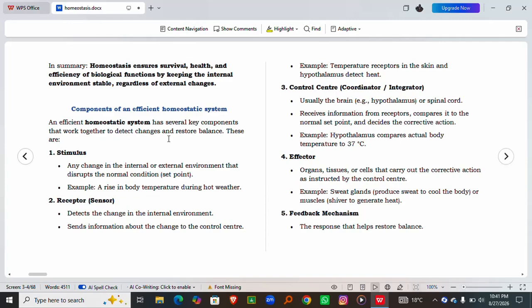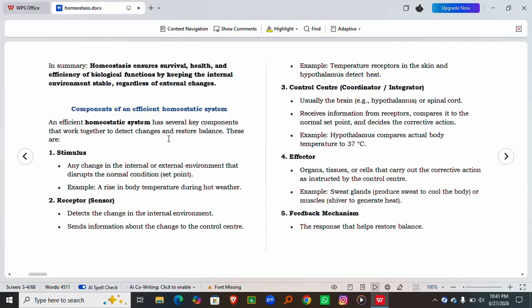So this hot weather is called the stimulus. So what is going to receive this stimulus? When we talk about a stimulus, it could be external or it could be internal. For example, hot weather, that is an external stimulus. When blood glucose level increases, that one is an internal stimulus. When carbon dioxide concentration increases in the body, that is an internal stimulus. When the pH of the body fluid, tissue fluids increases, that is an internal stimulus.